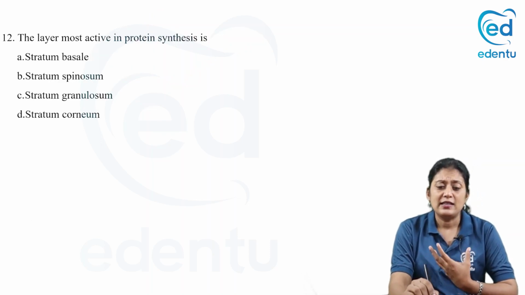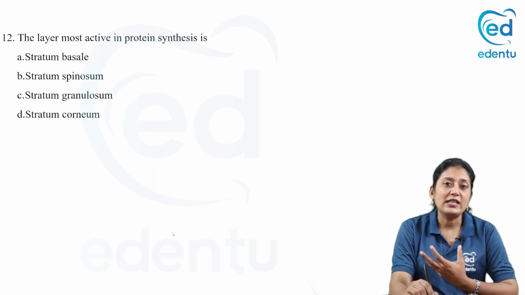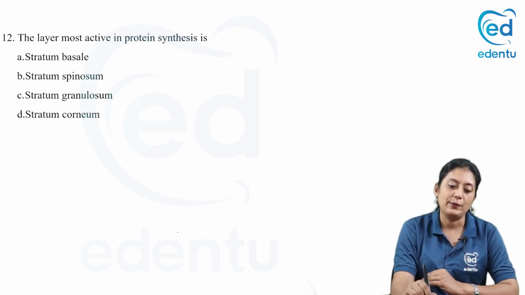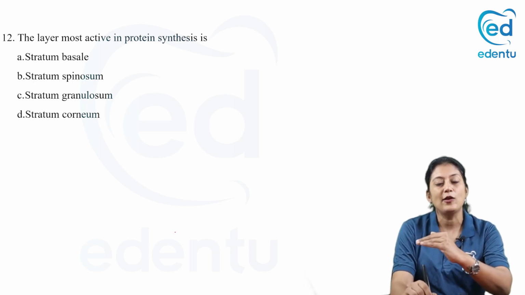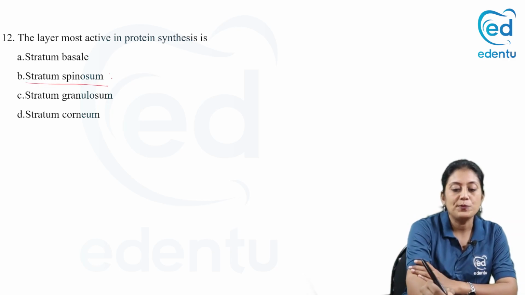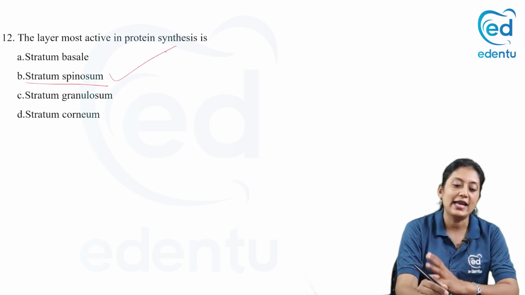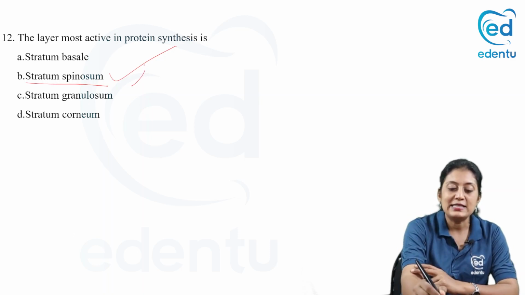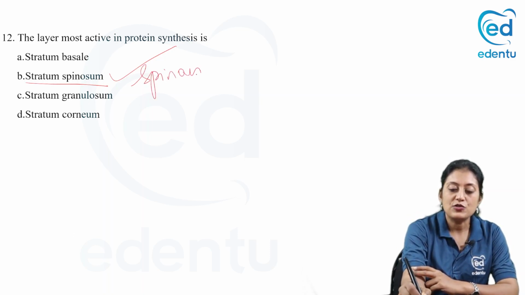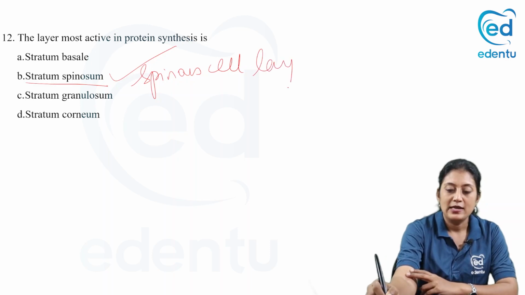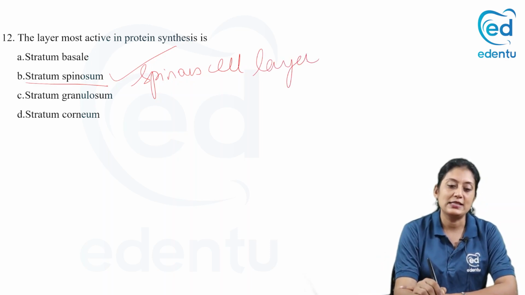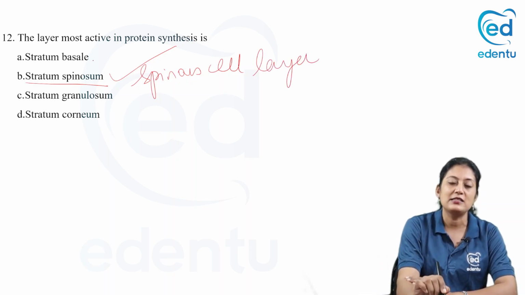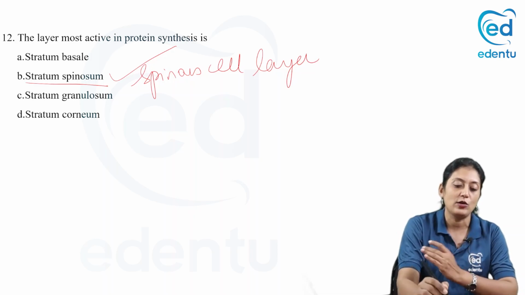The most active layer in protein synthesis is which layer of the epithelium? Basal, spinosum, granulosum or corneum? The right option is spinosum. So, this is again very repeatedly asked question. Spinous cell layer or stratum spinosum is the layer where active protein synthesis is happening, whereas stratum basale is where active proliferation or mitosis is seen.